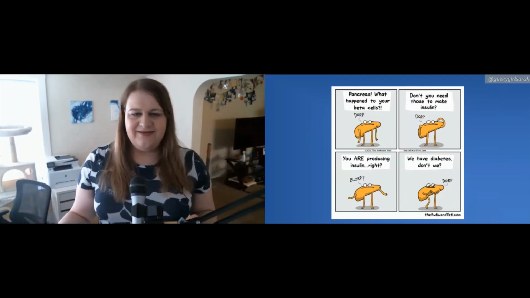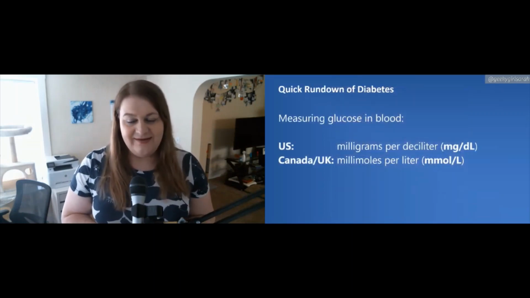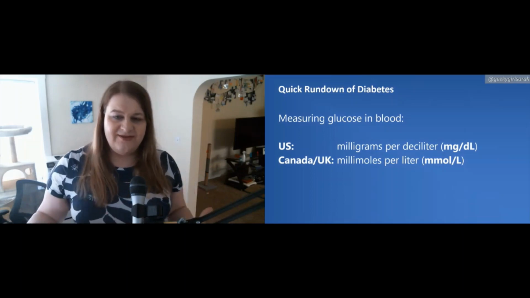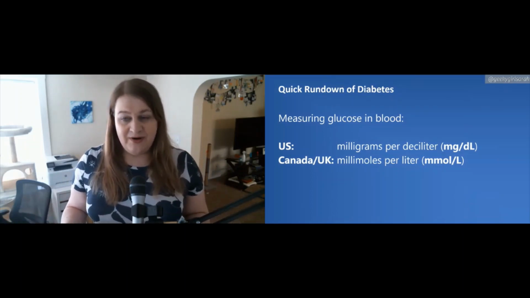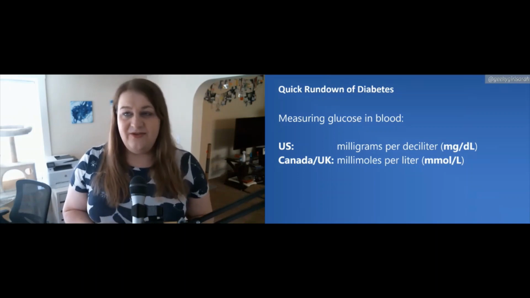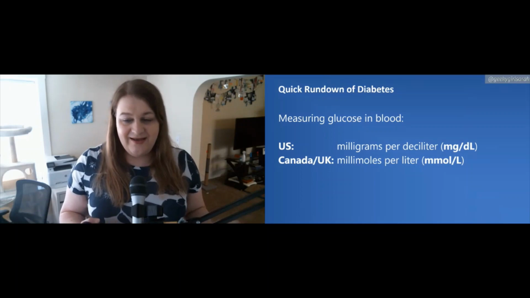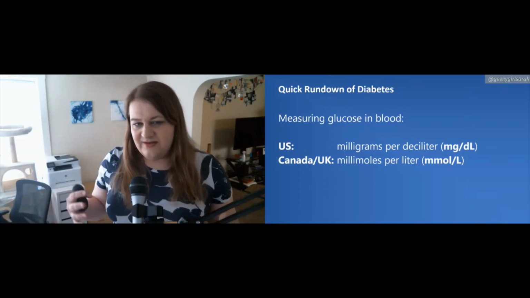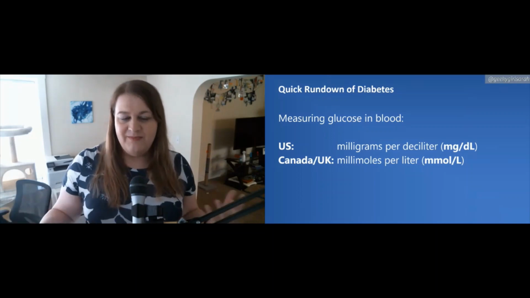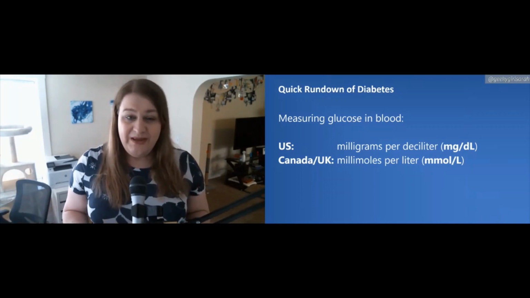But let's dive in a little bit more into diabetes and kind of what we have to do to manage this. So we have to constantly measure the amount of glucose in our blood when we can't regulate it anymore automatically. In the United States, we use what's called milligrams per deciliter. Canada and the UK use millimoles per liter. The particularly sciencey people will realize these are not compatible systems, and you're right. There's a formula to convert between the two.